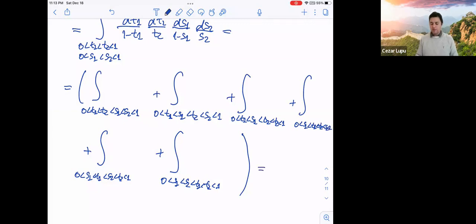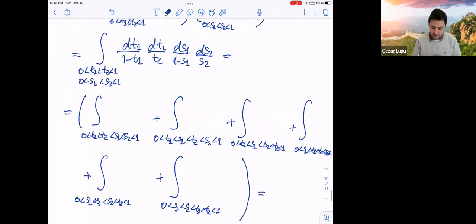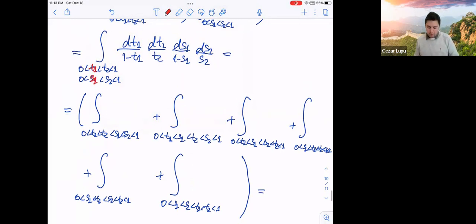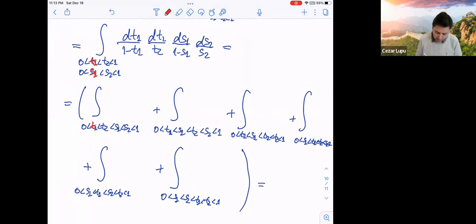All right, and now let's see. As you can see here, we should write in red these one-forms. It has one t1 and s1. We should be clear here: t1, s1, t1, s1, t1, s1, s1, t1.